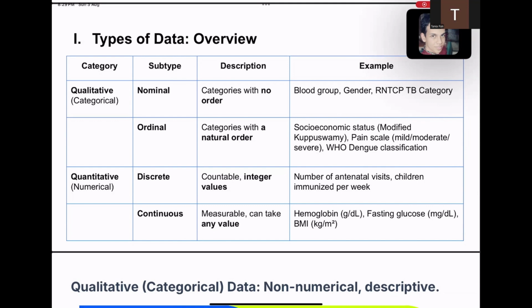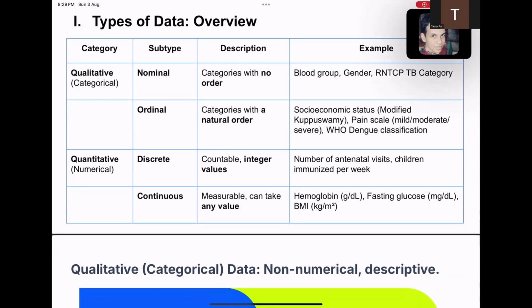So quantitative data can be divided into two groups. Discrete being those in whole numbers, and continuous being those which can accommodate any value. Hemoglobin levels can be 13.6, it can be 13.02, right? So this is your overview of the various types of data that we will deal with, and there will be no data apart from this that you have to deal with during your medical research.